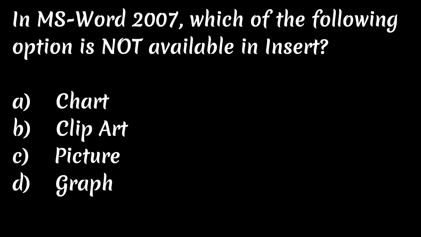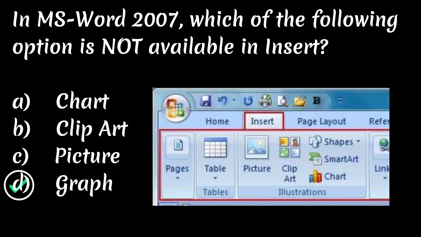Question 5. In MS Word 2007, which of the following option is not available in insert? A. Chart. B. Clip art. C. Picture. D. Graph. Answer D. Graph.